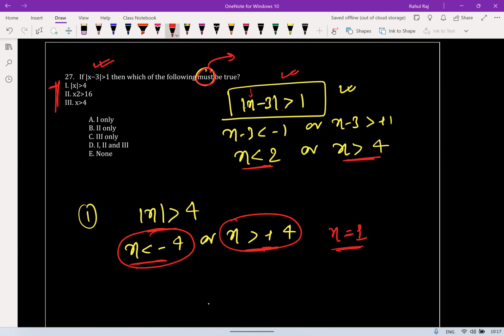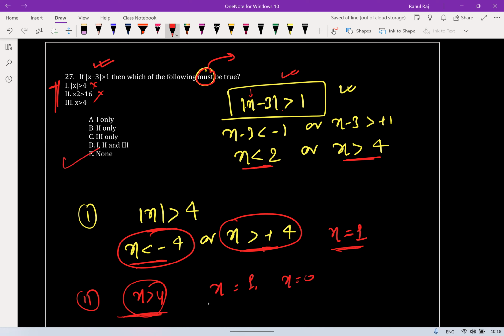Option number 2 is exactly the same as option number 1, so option number 2 is also gone. Option number 3 says x is greater than 4. I agree that when you put it, mod of x minus 3 is greater than 1, no doubt at all. But mod of x minus 3 is also greater than 1 for x is equal to 1, sorry, for x is equal to 0, which is not being considered over here. So it is none, technically.